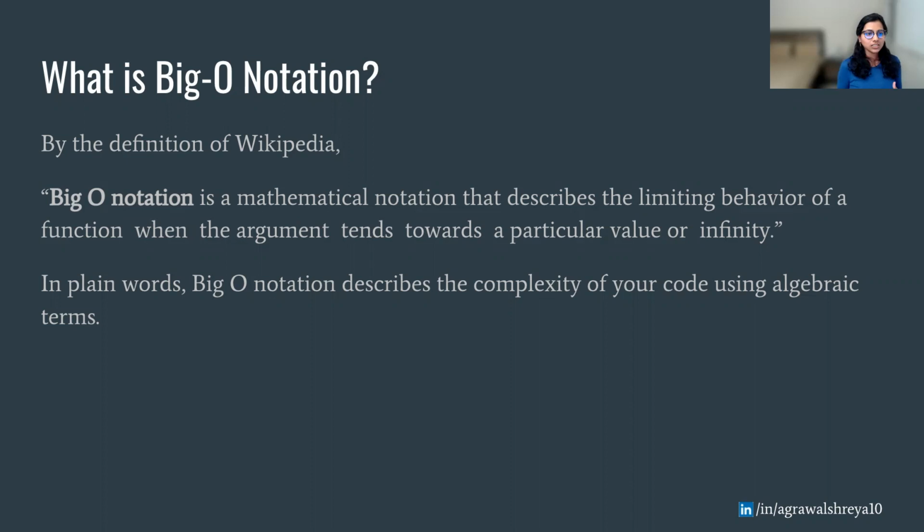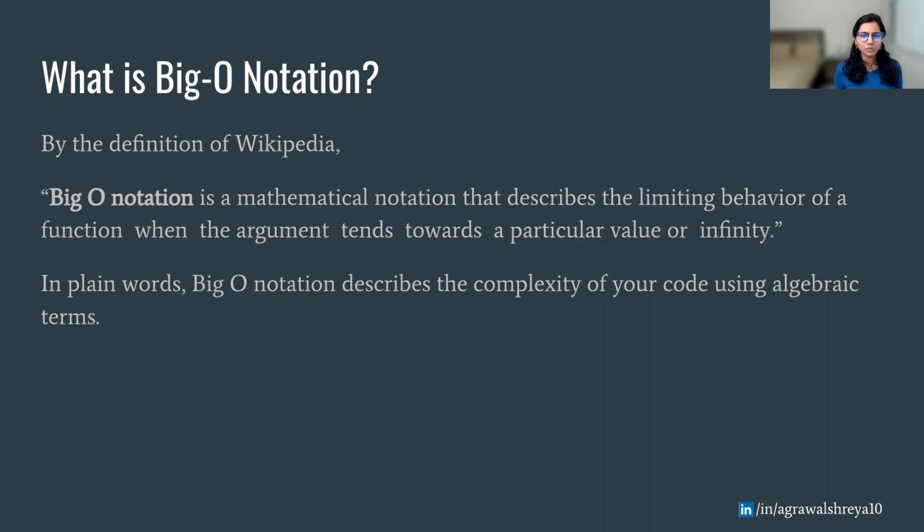So that is nothing but a way of describing the efficiency or the performance analysis of your code or your program. But the question is, how do we know what the performance or efficiency of the code we are going to write will be? Obviously, we use algebraic terms because it is a mathematical notation. But there should be some criteria over which we can calculate the efficiency of our algorithm. So what is that criteria?